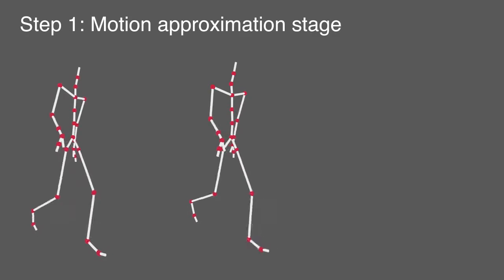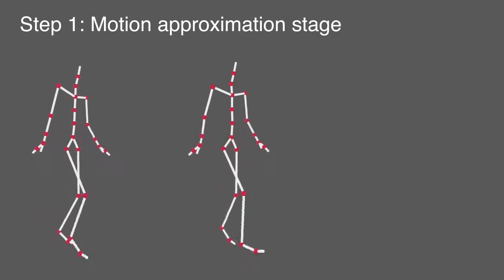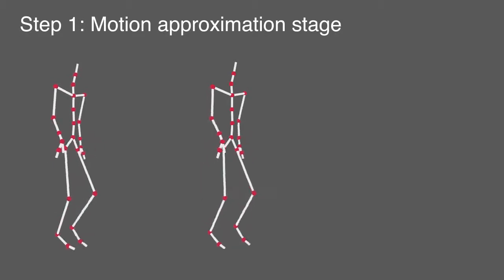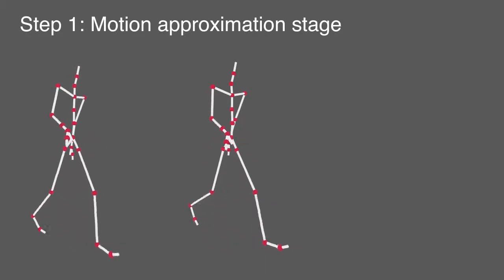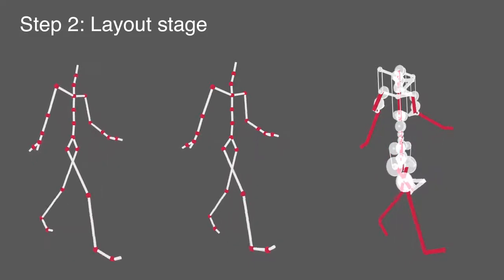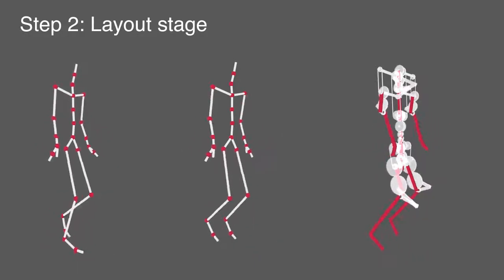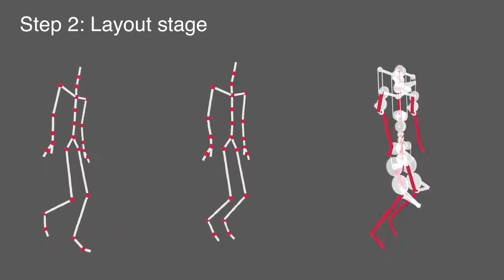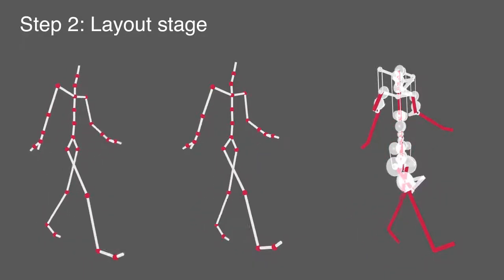First, in the motion approximation stage, we decompose the input motion into the motions of limbs that can be approximated by planar oscillations of individual bones. Then, in the layout stage, we generate a physically valid layout of the mechanical components that realises a simplified target motion and respects the proportions of the bones in the input figure.